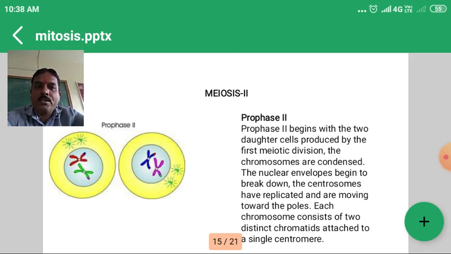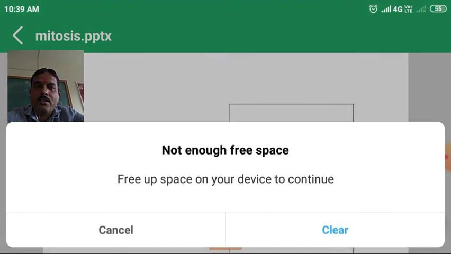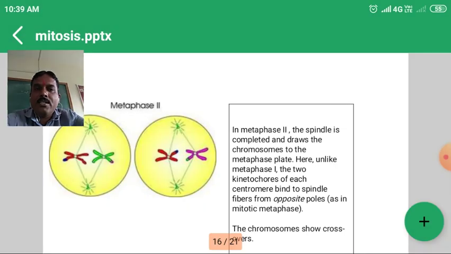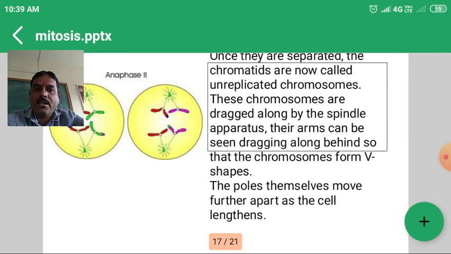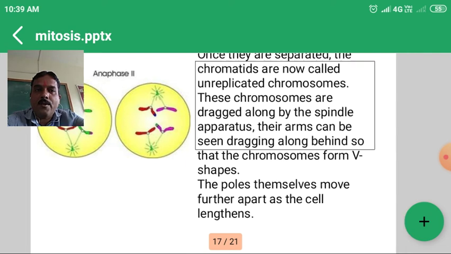In prophase second, coiling, shortening and thickening of the chromatids start. In metaphase second, again spindle fiber formation takes place, aligning the centromeres at the center, and we can observe the thread-like structures. Then in anaphase second, division of the centromere takes place, and we observe the movement of the chromatids to the opposite poles of the cell.